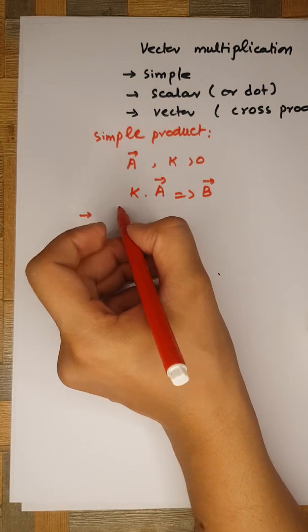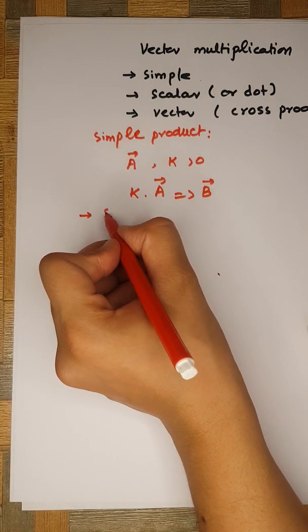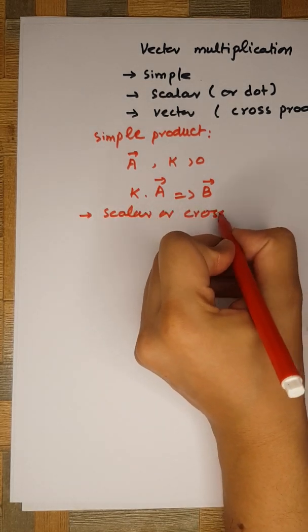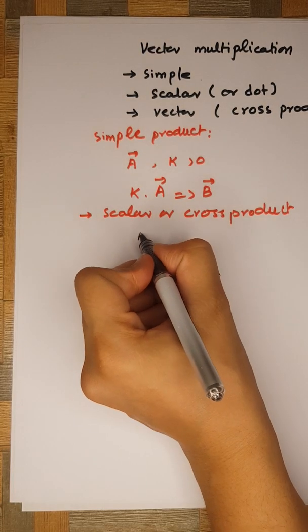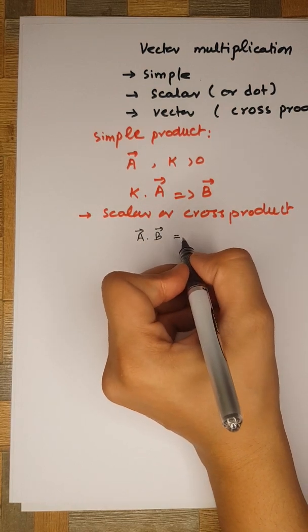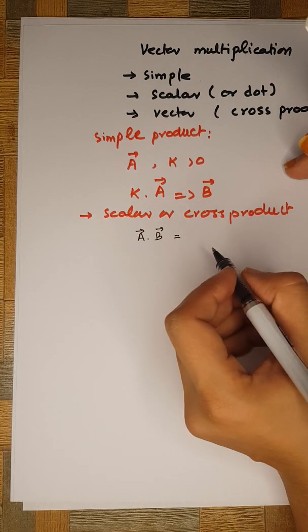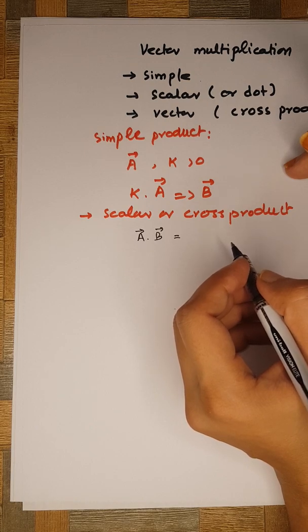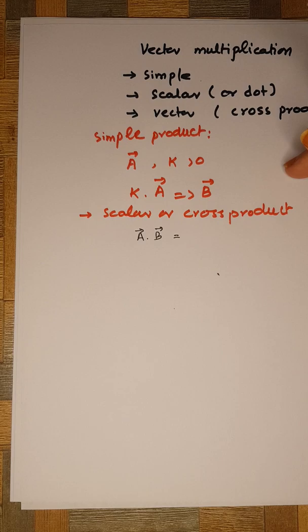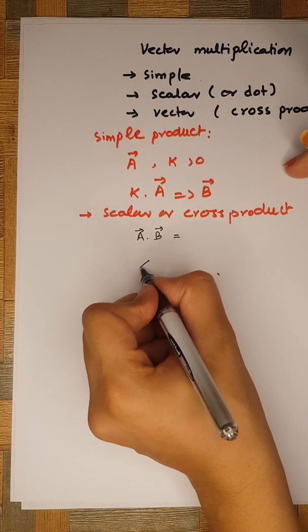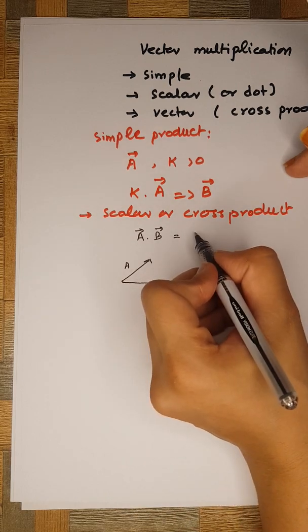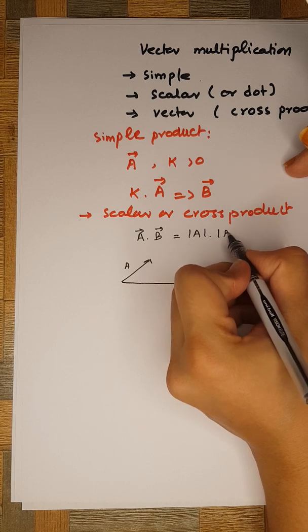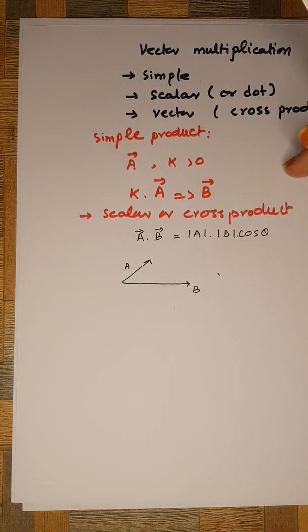Let's study the next multiplication, that is the scalar or dot product. The scalar or dot product of two vectors A and B is denoted by A dot B, and it is pronounced as A dot B. It is defined geometrically as the product of the magnitude of one vector and the projection of the other onto the first one, and vice versa. If this is vector A and here is vector B, then the scalar product A dot B is represented as the magnitude of A times the magnitude of B times the cosine of the angle between A and B.